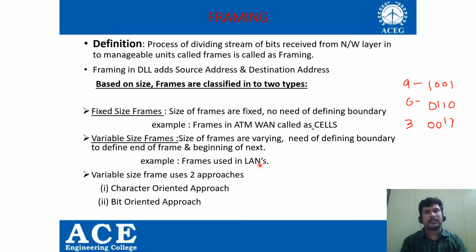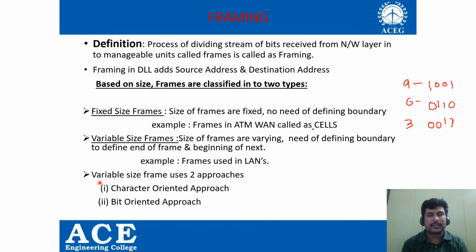So framing means converting the data received from the network layer, which is in the form of datagrams or packets, into frames by adding a header and trailer. The header consists of source and destination addresses, and the trailer consists of error detection and correction information. The frames formed are classified into two types. If all the frames generated are of fixed size, we call them fixed size frames. If the frames formed are of different sizes, we call them variable size. For fixed size, no boundary is required. For variable size, we require a boundary to separate two adjacent frames. An example of fixed size frames is ATM cells, whereas an example of variable size frames is the frames used in local area networks.